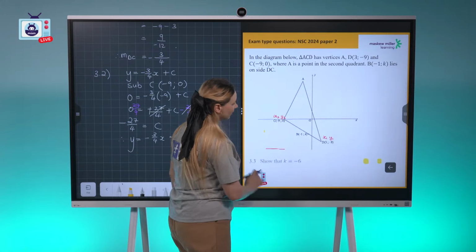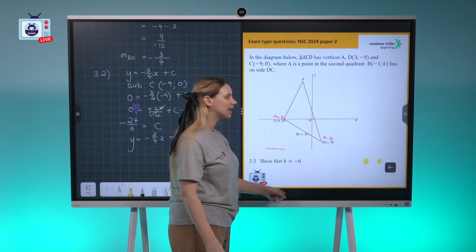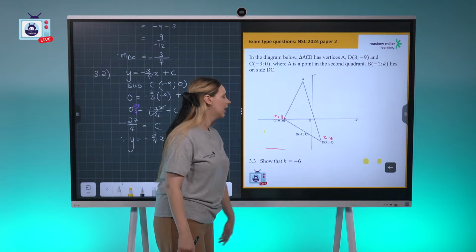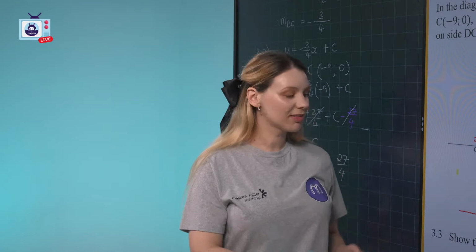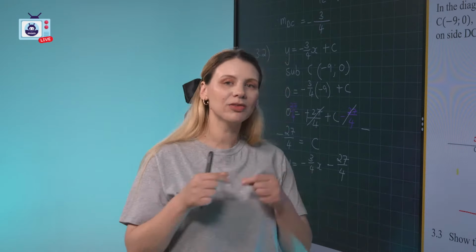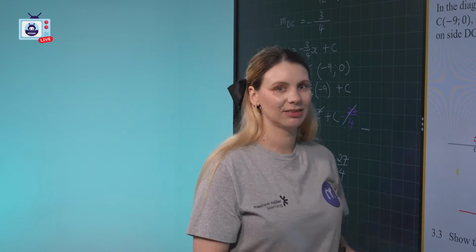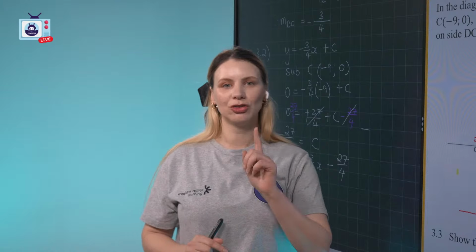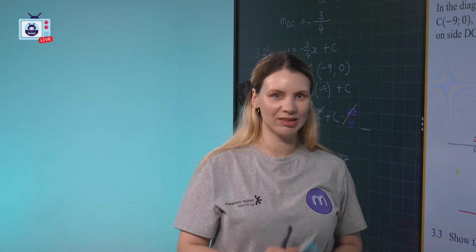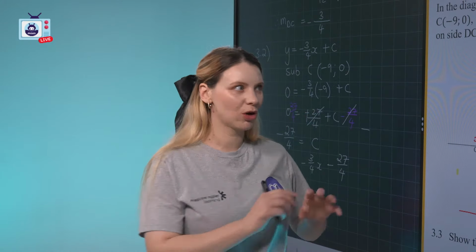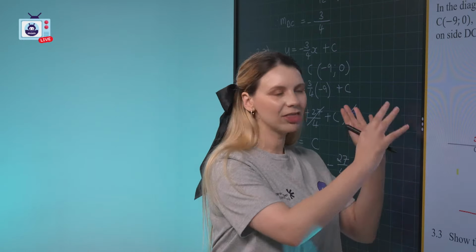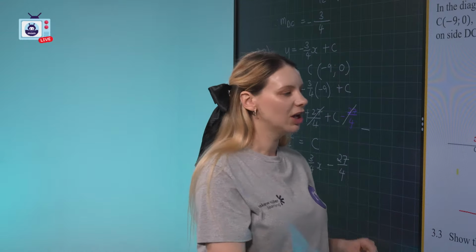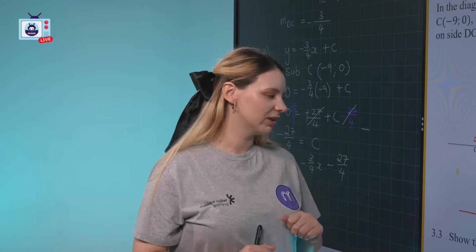3.3 asks us to show that k is equal to negative 6. Now, if we are asked to prove or to show, it means that that is the case. K is in fact equal to negative 6. But something that's very important: we cannot use k equals negative 6. Can't go subbing it in and saying, yes, it works out. We have to use other maths, other types of calculations to find k equals negative 6.